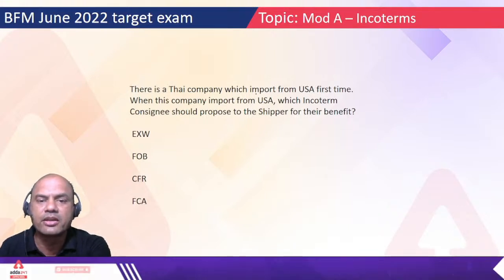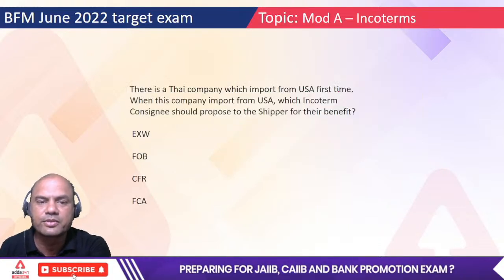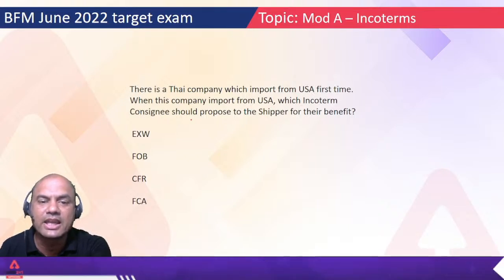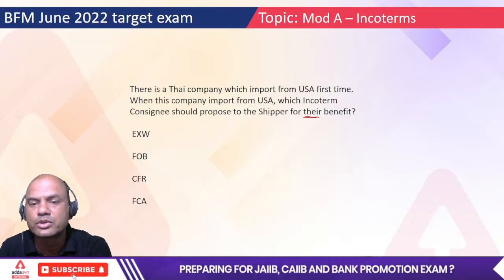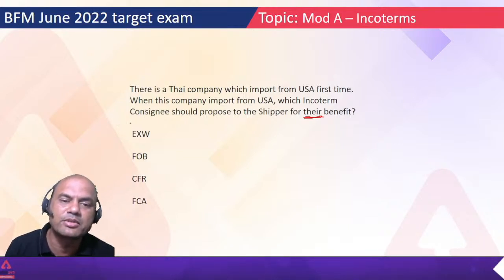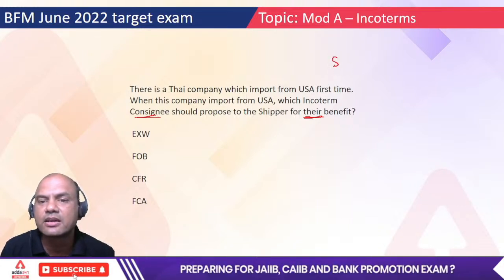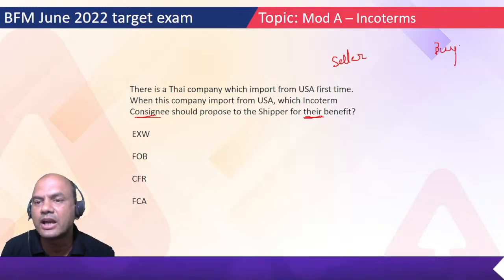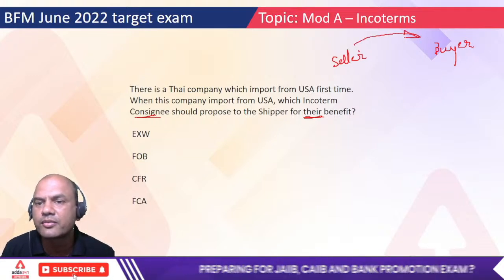There is a Thai company which will import from USA for the first time. When the company imports from USA, which Incoterm should the consignee propose to the shipper for their benefit? Their benefit means whose benefit? Consignee means what? Who is the consignee in any shipment? This is the seller and this is the buyer. Consignee means that person in whose name the goods go, via ship.